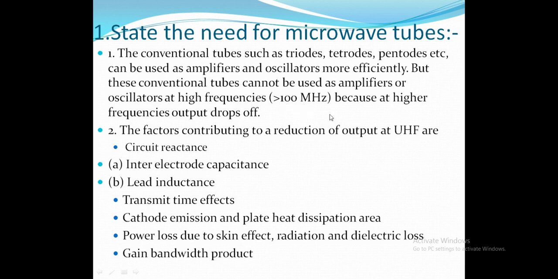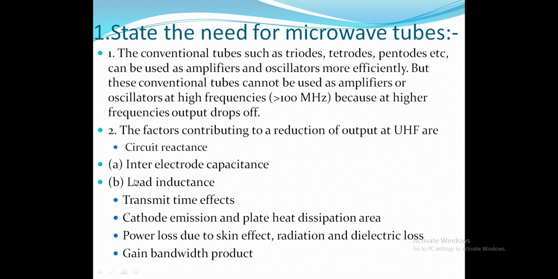Here we are using a microwave frequency range greater than 100 megahertz, as the microwave frequency range starts from 300 megahertz, that is 0.3 gigahertz, because at higher frequencies the output drops off. So for that reason, in the 1960s, microwave communication had almost replaced 40% of telephone communication between major cities of the world.